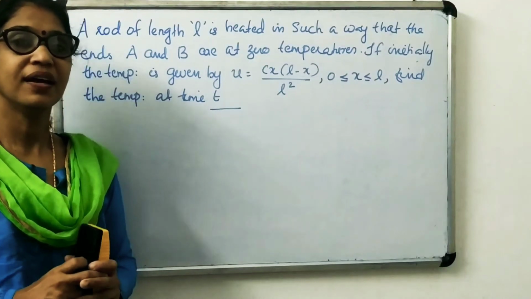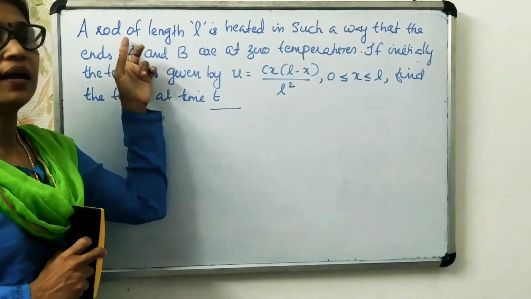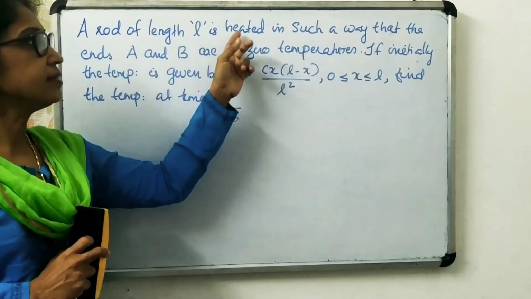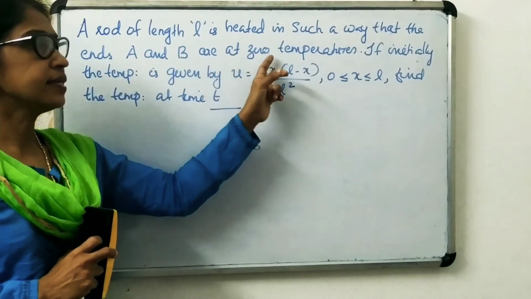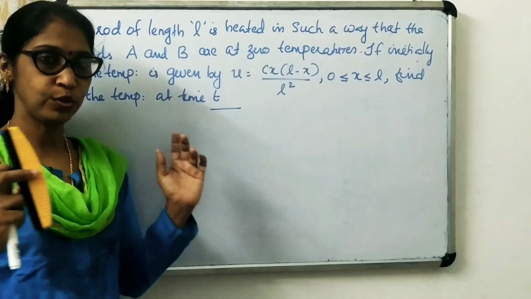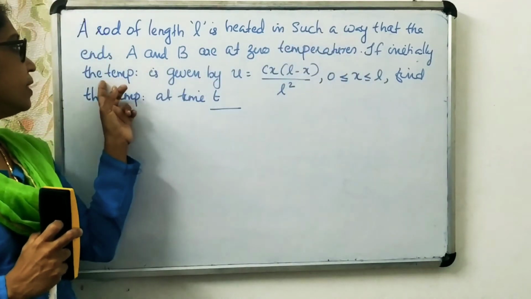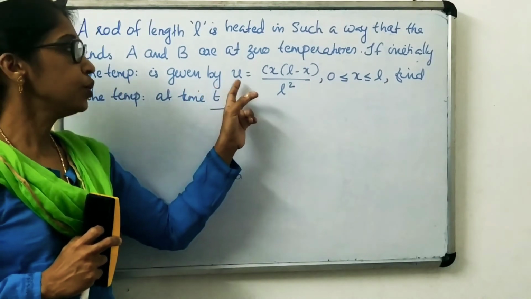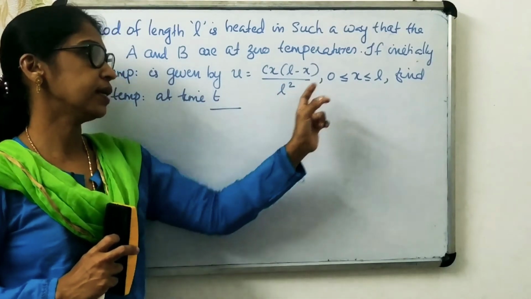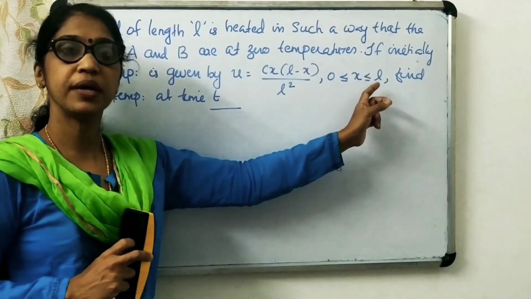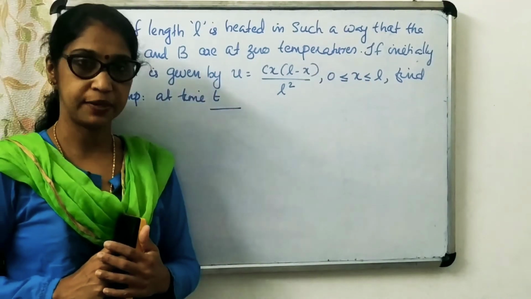Hello. Now the next question in heat equation. Today's question is, a rod of length L is heated in such a way that the ends A and B are at zero temperatures. So both the ends are at zero temperatures, and if initially the temperature is given by U is equal to Cx(L - x)/L², where 0 ≤ x ≤ L, find the temperature at time t.